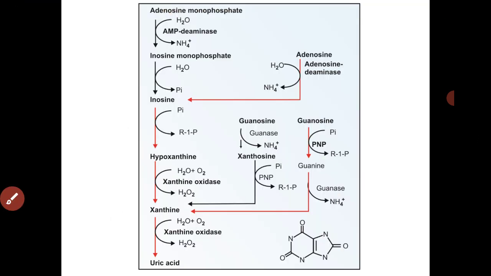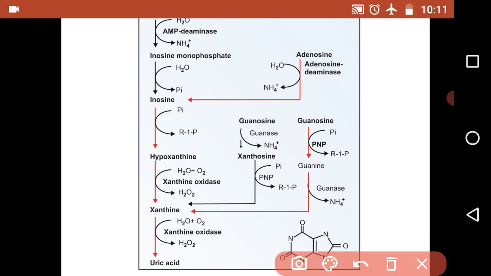So from guanosine, the amino group at the second position is removed by guanase to form xanthosine. Xanthosine is a purine nucleoside from which ribose 1-phosphate is removed by purine nucleoside phosphorylase to form xanthine. Xanthine is 2,6-dioxopurine, which is now oxidized by xanthine oxidase to form 2,6,8-trioxopurine or uric acid.